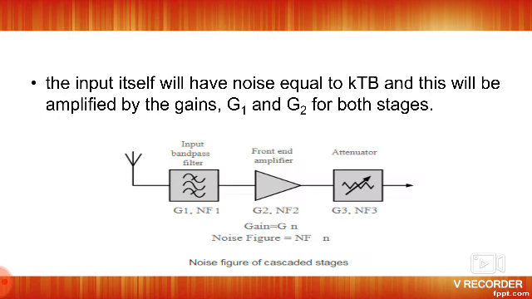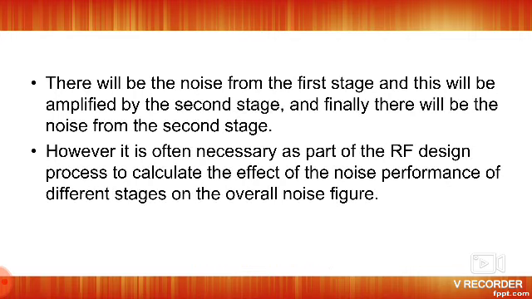Now let us consider noise figure in cascaded systems. Cascade means the output of one system is given as the input of another system. We have the first system G1, the second system G2 and the third system G3, with noise figures NF1, NF2 and NF3. The first system output is given as the input of the second system G2, and the second system output is given as the input of the third system G3. Let G be the gain and NF the noise figure. There will be noise from the first stage, which will be amplified by the second stage, and finally there will be noise added in the second stage.